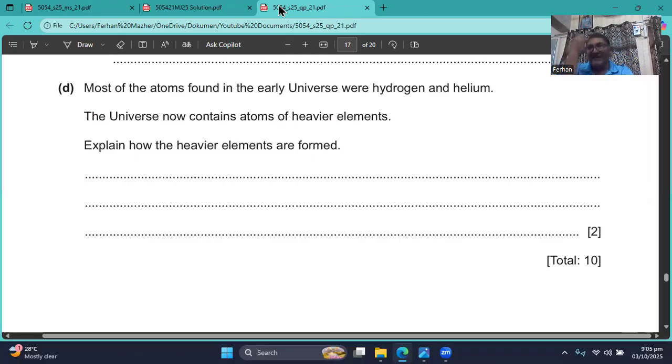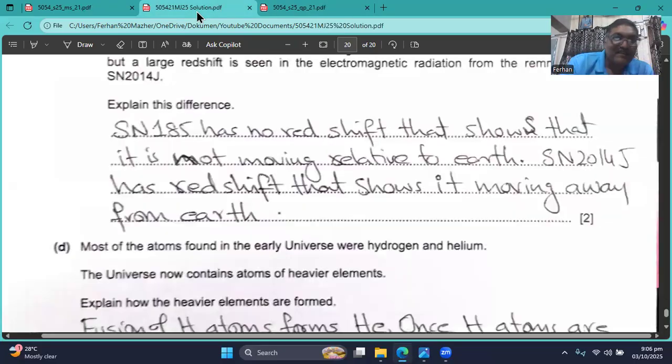At the end, you see what happens. Iron is produced due to the fusion. And iron does not then fuse. So when a layer of iron is formed around it, then the supernova explosion takes place.